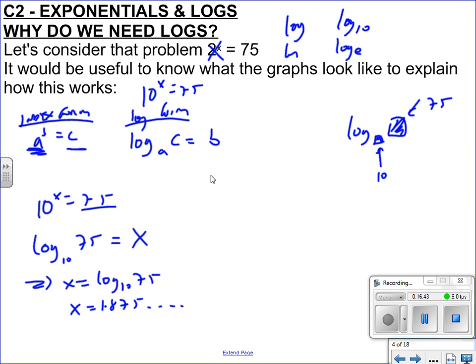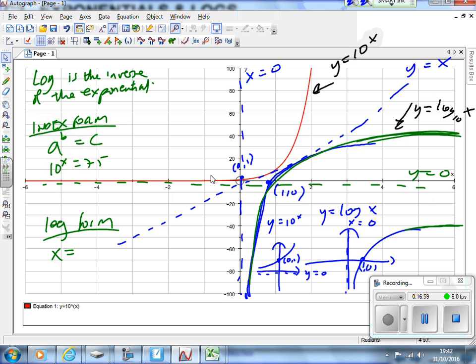So that's essentially it. How does your calculator do that? Well, essentially it's looking at the graph. It's giving you that corresponding value of x. So if I look back at the graph, how does it work? What's the power that gives me my 75? Well, we've just worked out that it's 1.875. So the value of x, you can see on the original where 75 was about there.